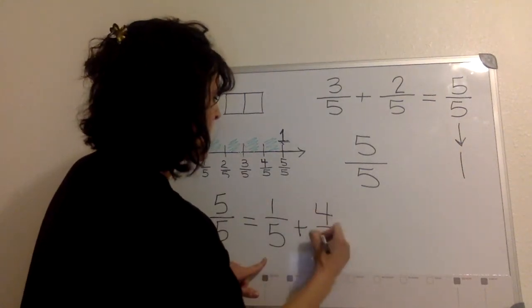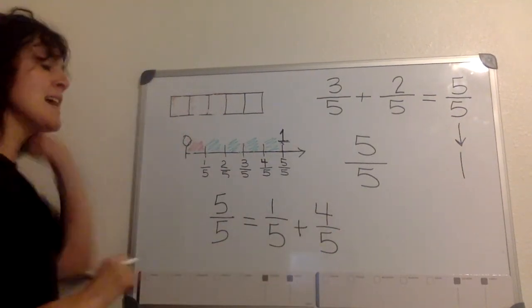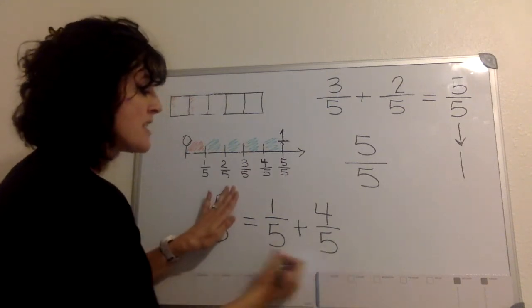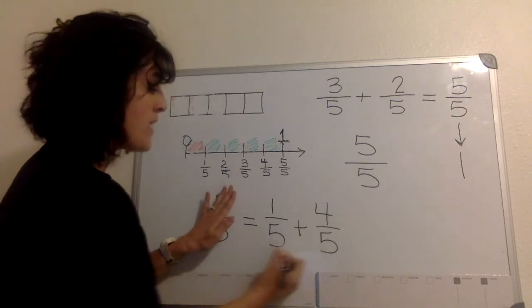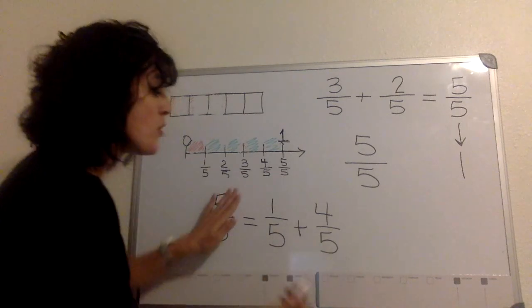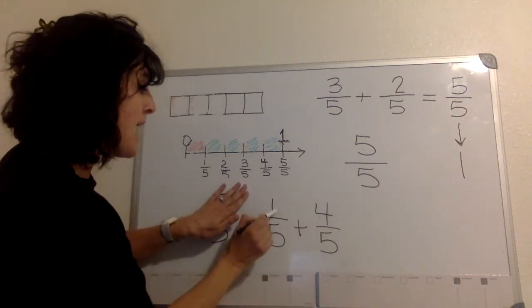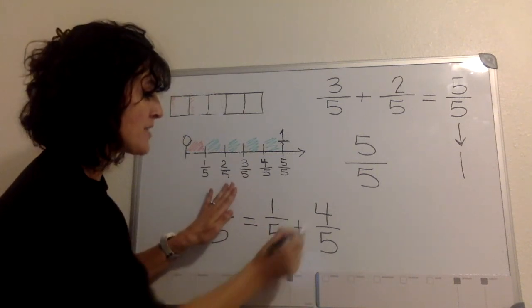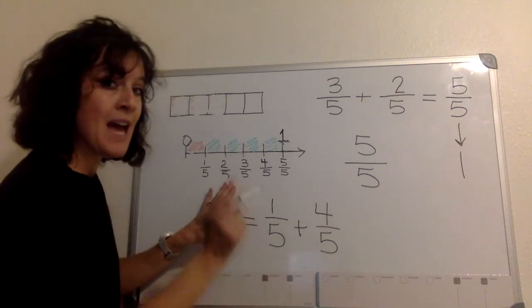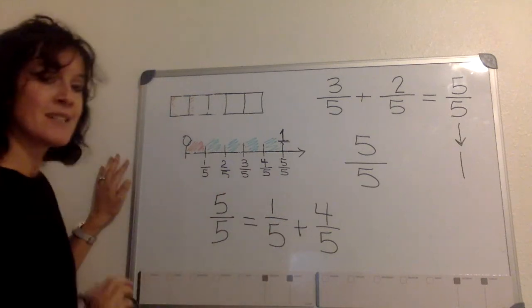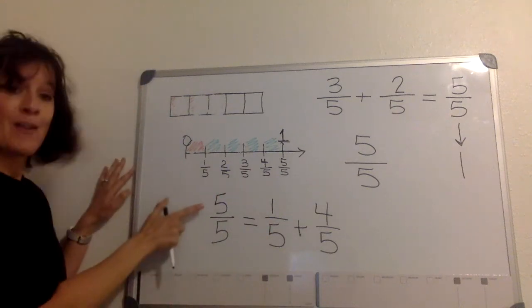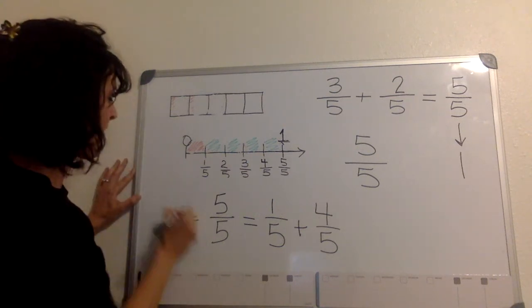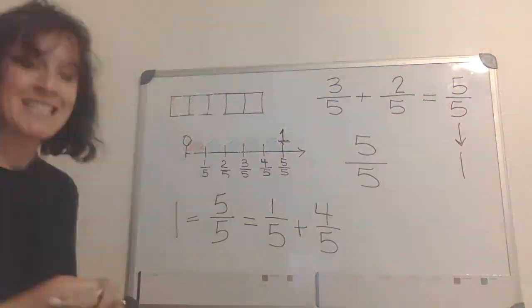Okay? And if you look at this, this is how we add the fractions when the denominator is equal. When the denominator is equal, all you have to do is add the numerators together. So 1/5 plus 4/5, look, these are equal. Add the numerators, 4 plus 1 is 5. Oh, and remember what 5/5 is? It's 1. Fantastic job, guys.